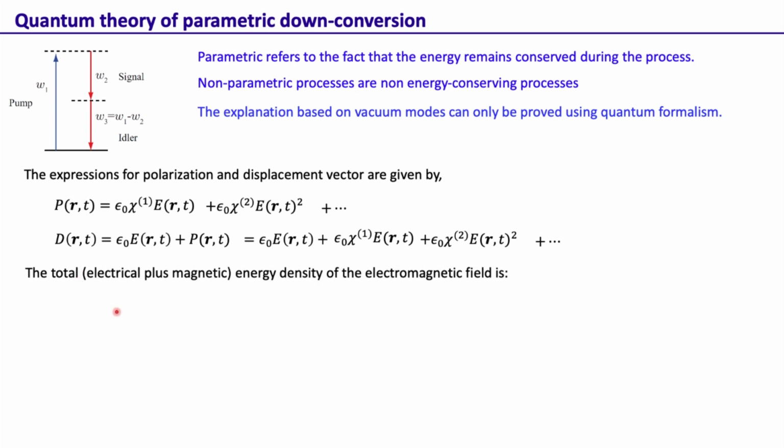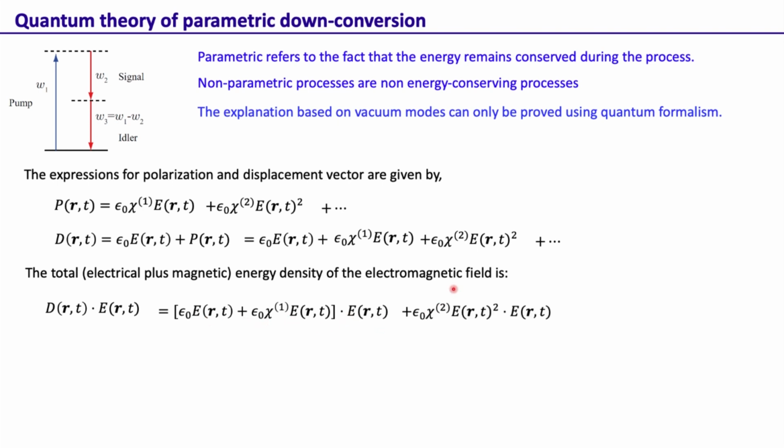Now, the total energy density of the electromagnetic field, and total means the electric plus the magnetic, is given by D dot E. This we know. Given this expression for D, D dot E can be written like this. That's the linear term, corresponding to which we have epsilon naught E plus epsilon naught chi E dot E, and then for the second order term we have epsilon naught chi 2 E squared dot E. Of course there are other terms, but at this point we are not interested in those.